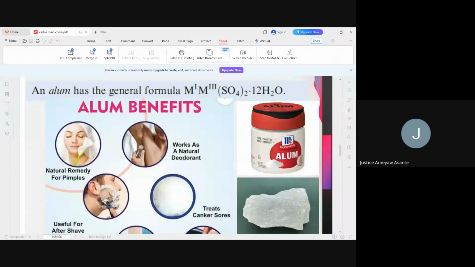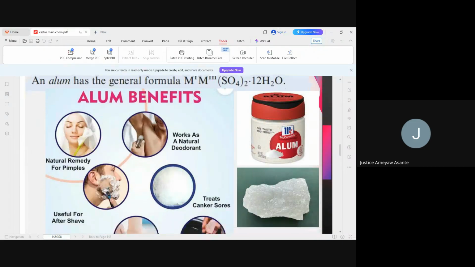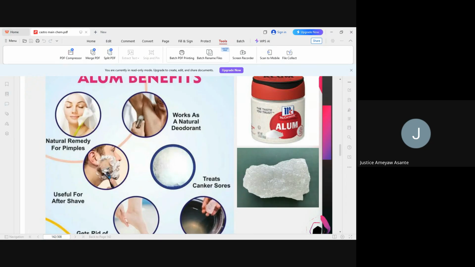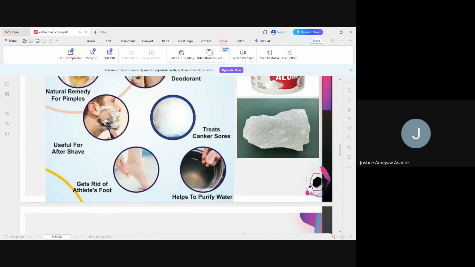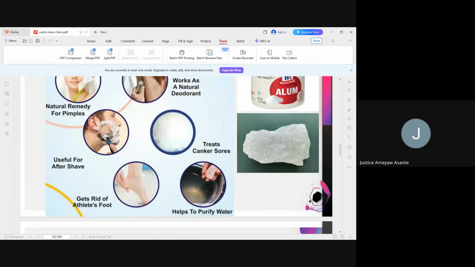Alum works as a natural deodorant, is used for aftershave, treats canker sore, gets rid of athlete's foot, and helps to purify water. So people will go and buy alum in the market, and when they have dirty water, they put it in there, and all the dirt will settle at the bottom.